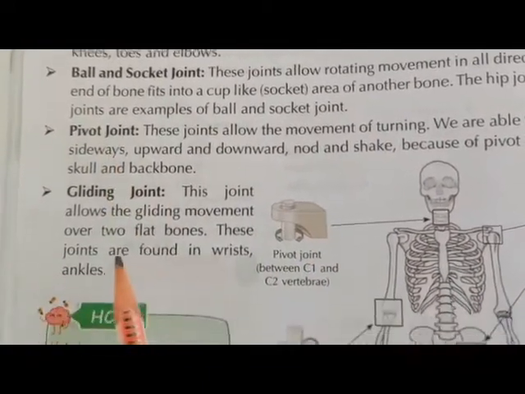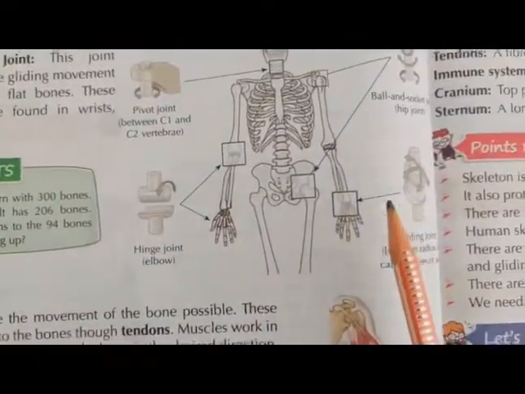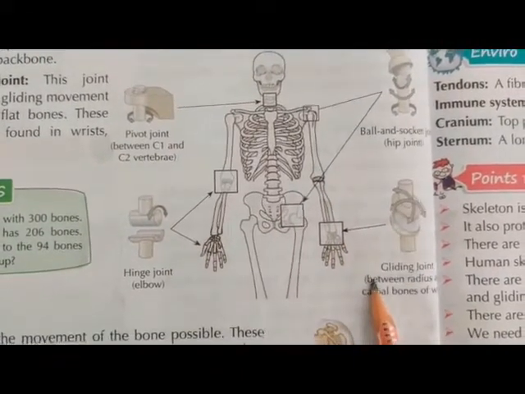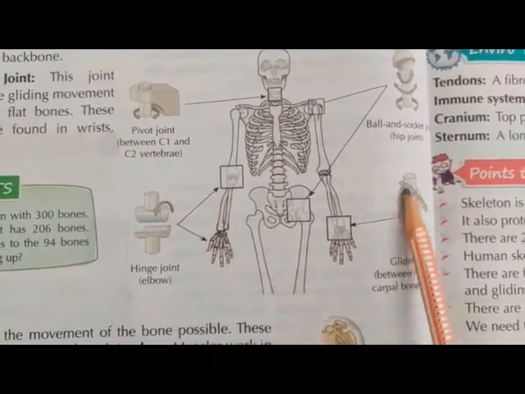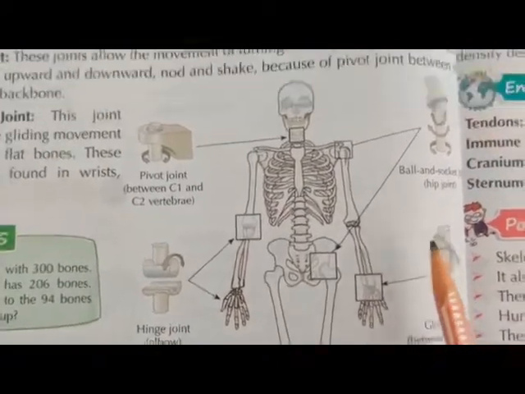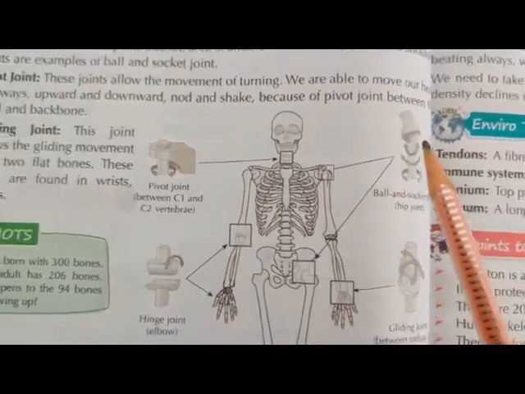Now the next is the gliding joint. The gliding joint is present here, in the arm part. We can see between this that we can glide our hands. So this is how the gliding joint looks like. These all are the four types of joints that are present in our body.